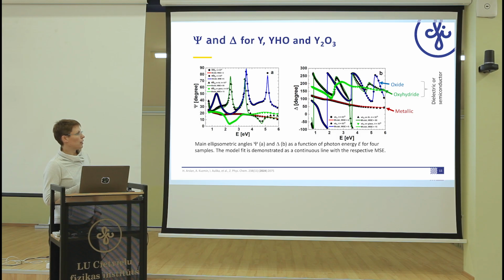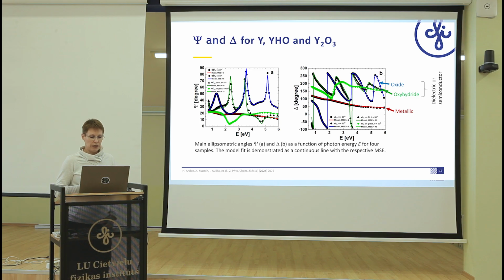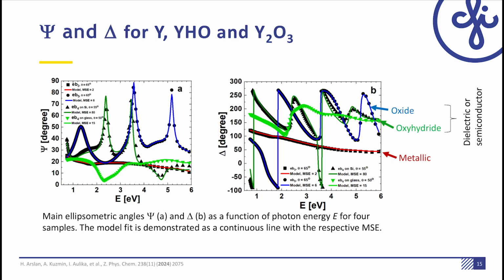What is interesting here is that already from the raw data we can tell a lot about the material we have measured. For example, this red curve over here is a classical characteristic psi and delta spectrum for materials which have metallic characteristics. This is due to the fact that we have no interference peaks. There are no maxima and minima in the psi and delta spectra. Psi values are relatively low, and delta is between 50 and 150 degrees.